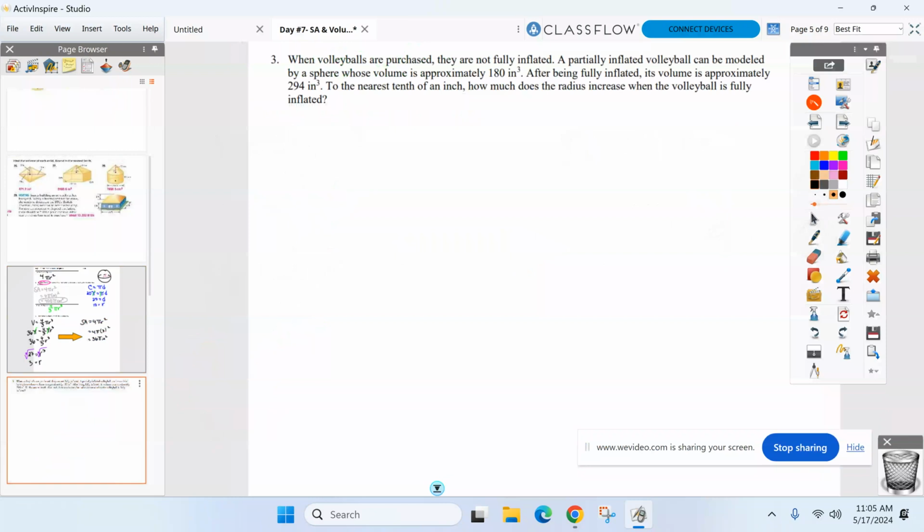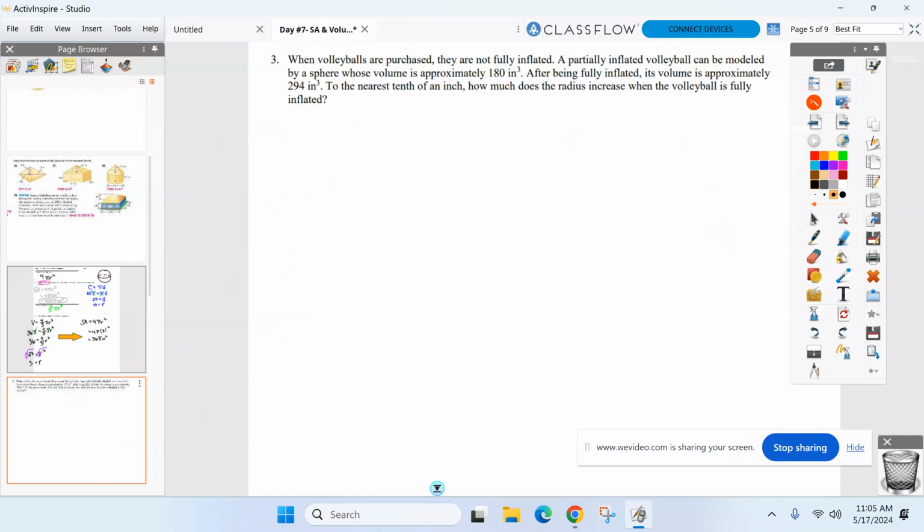Hey, FYI, they don't come inflated. And we have to blow them up ourselves. But when they come not inflated, they have a volume of 180. And when we blow them up fully, they have a volume of 294. So what I want to know is how much did the radii increase by in each of those? As I go from partially inflated to fully inflated, how much did the radii increase by?